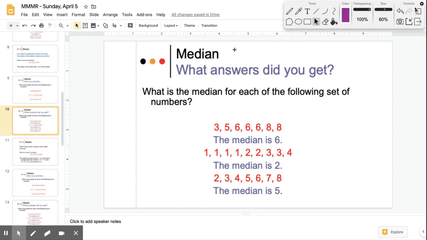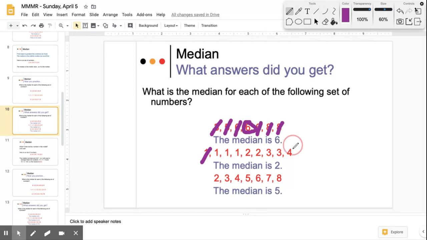Okay, let's see how you did. I will get my writing tool again. For the first set, the median was 6. Cross off the smallest, cross off the biggest. Next smallest, next biggest. Next smallest, next biggest. 3 cross marks on the left, 3 cross marks on the right. 6 is in the middle.